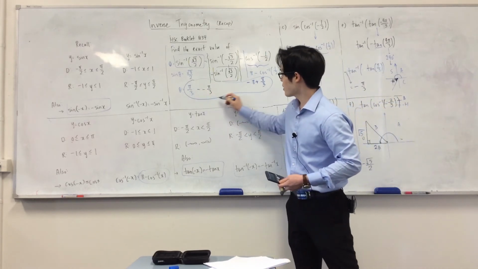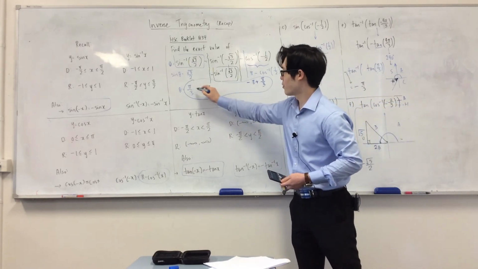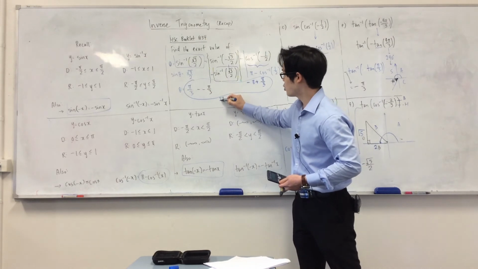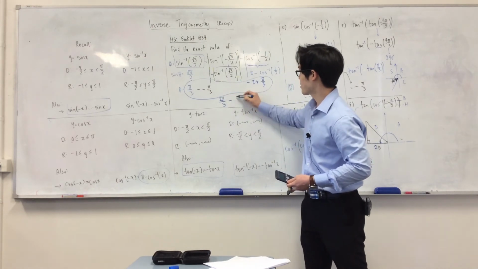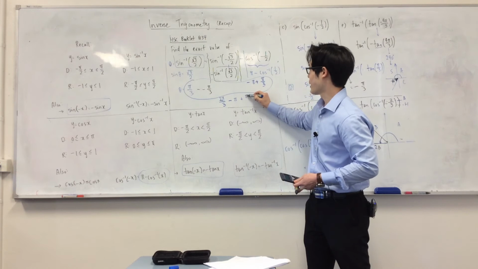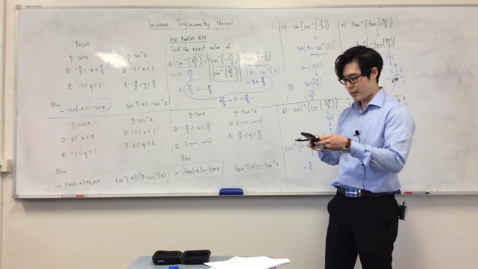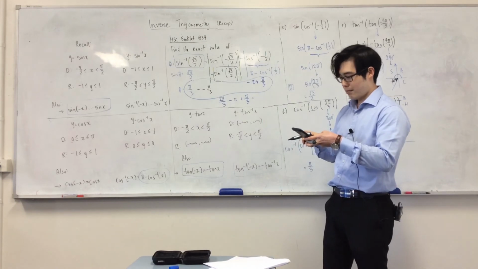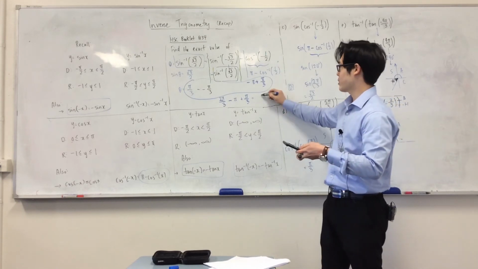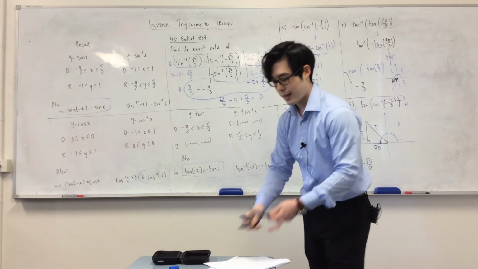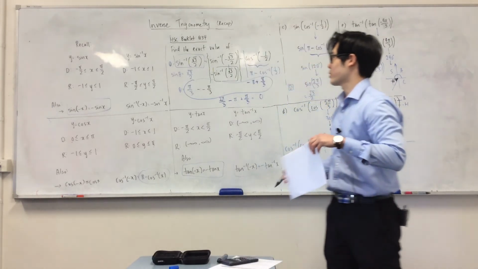So we've got pi over 3 plus pi over 3, that's 2 pi over 3, minus pi plus pi over 3. Okay? So basically, if you put in your calculator 2 over 3 minus 1 plus 1 over 3, you're going to get 0, and that's your answer. Okay? So this is how you lay out your working out for this question.